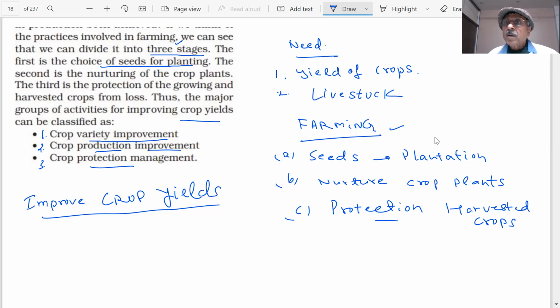As you see, protection is very important, or the plants will die. Or there are organisms, pesticides or others which can kill the plants, and some diseases also you have seen in the plants. So these 3 things are important: crop variety improvement, crop production improvement, and crop protection management. Farmers have to be taught all these techniques. Earlier, they were doing it in their own way, but by adopting these practices and educating them, they will have a better yield and will be able to improve the crop yields in large amounts.